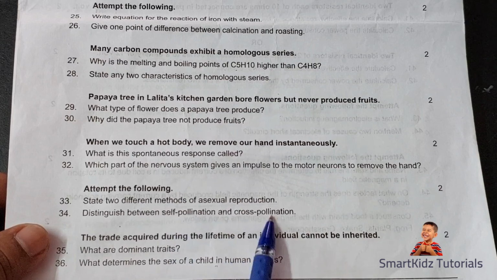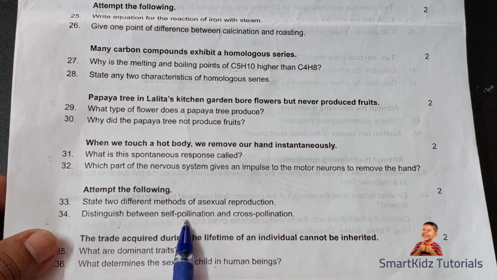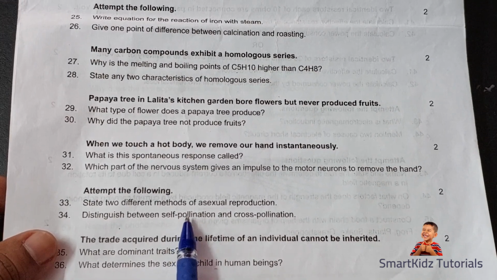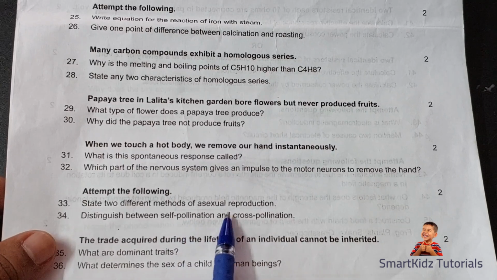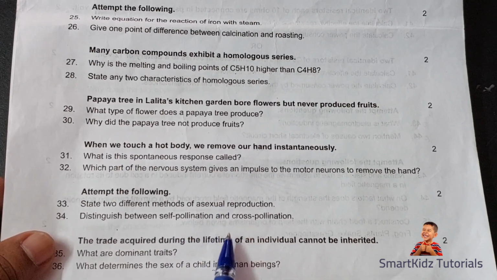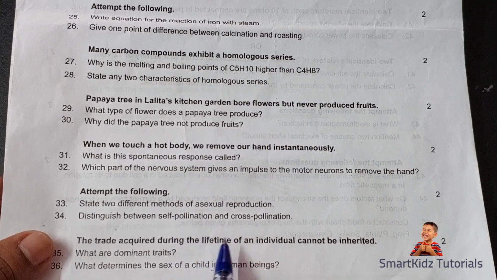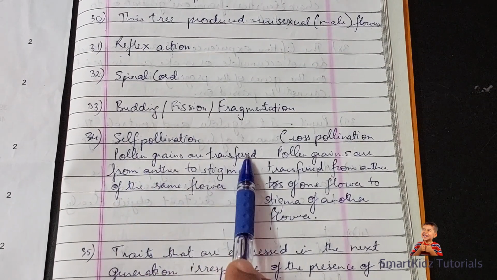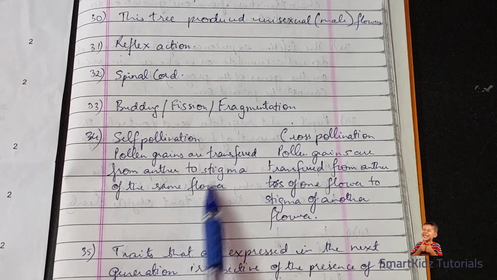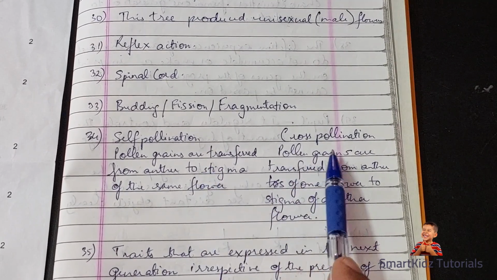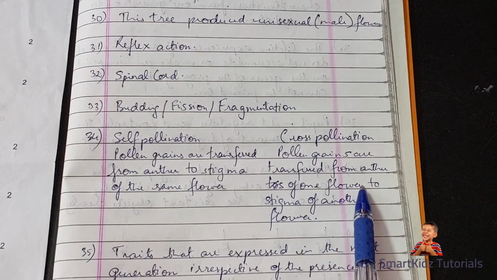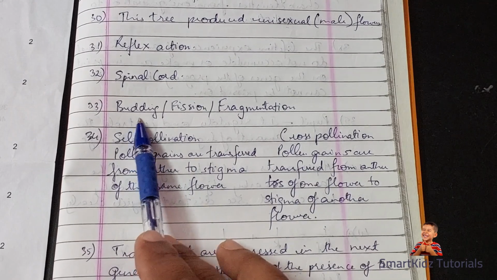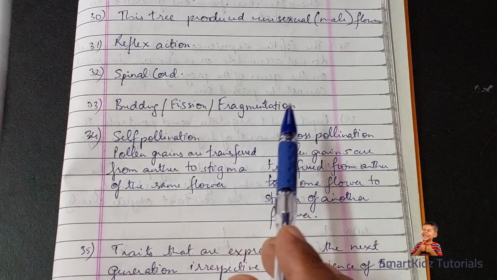Distinguish between self-pollination and cross-pollination. Very easy. It is the transfer of pollen from the anther to the stigma, either within the same flower or from one flower to a different flower. In self-pollination, pollen grains are transferred from anther to stigma of the same flower, or in case of cross-pollination, pollen grains are transferred from anther of one flower to stigma of another flower. And I told you about different types of asexual reproduction.